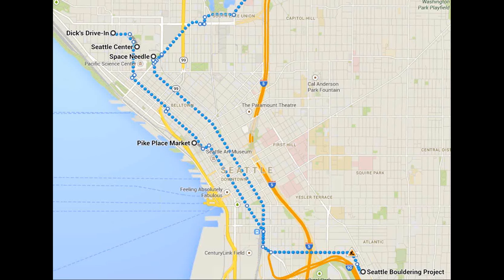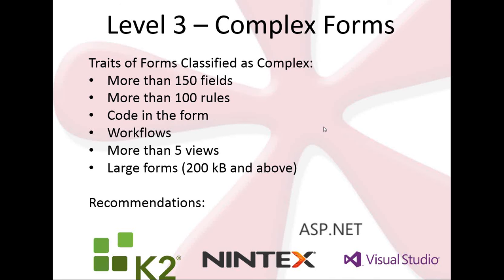And you also have some kind of real-time check of obstacles and routes. So there's a lot of logic and things going on in this type of form. So our level 3 qualifiers, these are going to be your large forms, forms that have code, more than 5 views, getting into some pretty extensive pieces of your form.